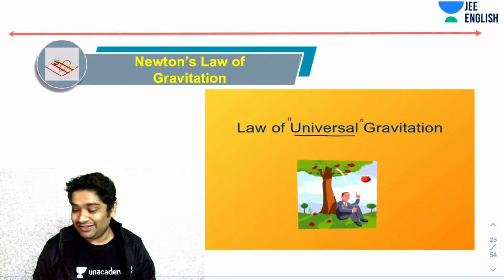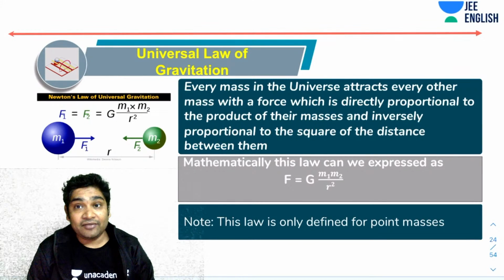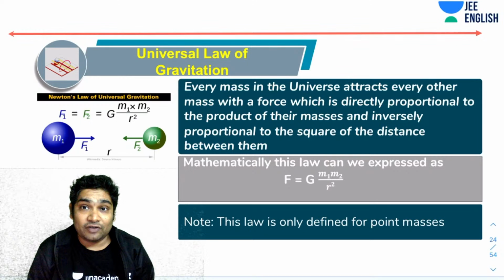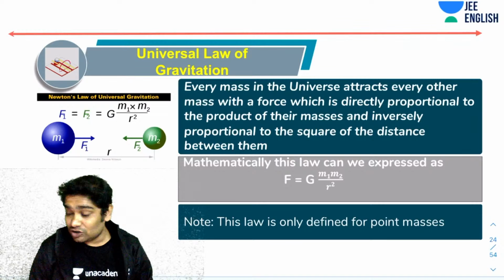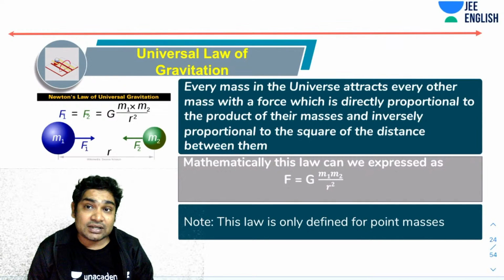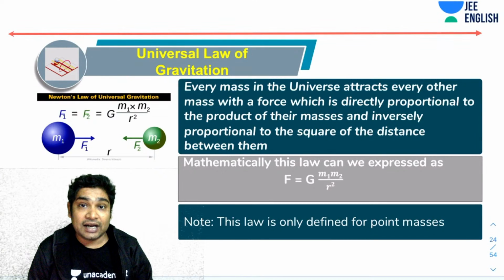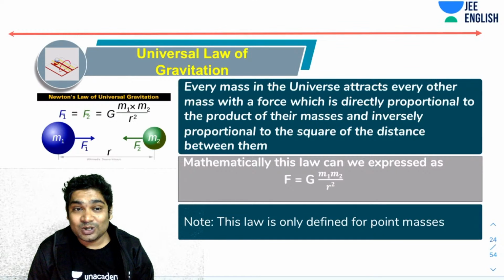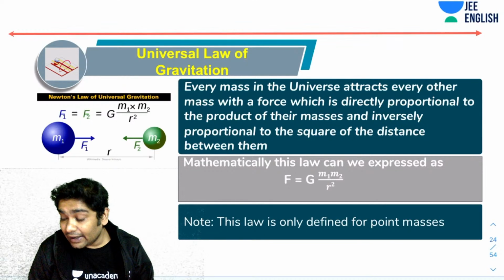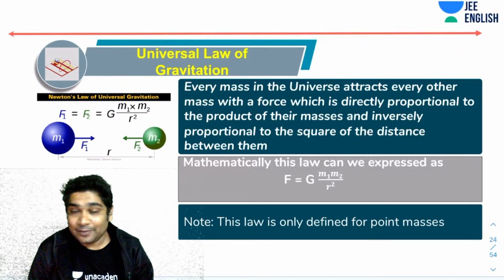All right, so let's talk about it. Every mass, this is the exact language of Newton's law, which he presented along with his laws of motion. Newton's law says that every mass in the universe attracts other mass with a force which is directly proportional to the product of their masses and inversely proportional to the square of the distance between them. That is the law. And mathematically, this law was given as F equals G times m1 m2 over r square.